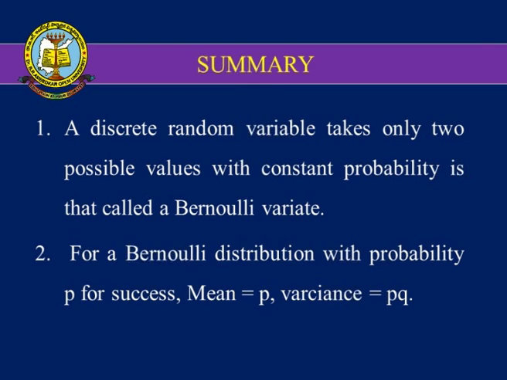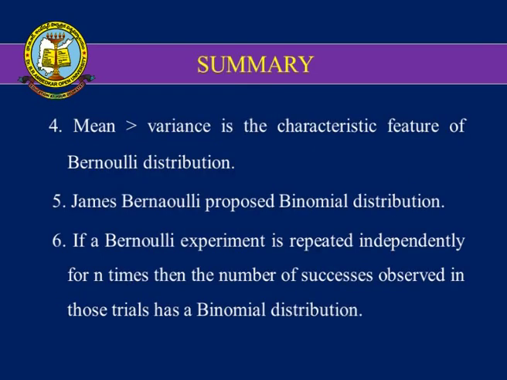Third key point of this lesson: for a Bernoulli distribution with probability p for success, mean is equal to p and variance is equal to pq. Fourth important point: mean is greater than variance is the characteristic feature of the Bernoulli distribution. While comparing these two values, mean is greater than variance. Fifth point: who introduced the Bernoulli distribution? James Bernoulli proposed it.